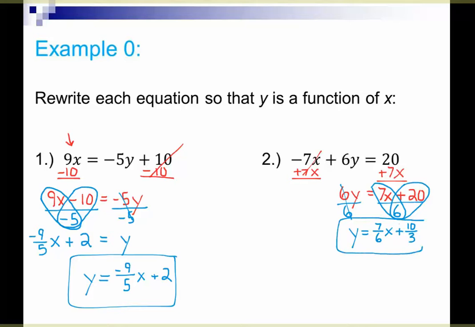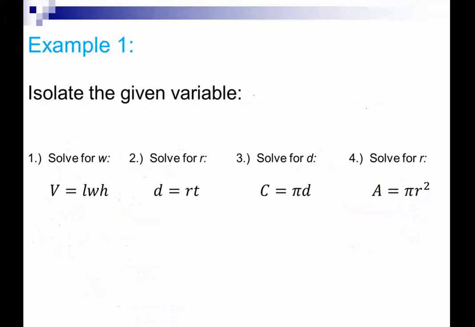And that would be your function form. Y equals 7/6 x plus 10 over 3. And hopefully you got both of those right. All right, let's go back to the beginning of the section where we talked about isolating variables.